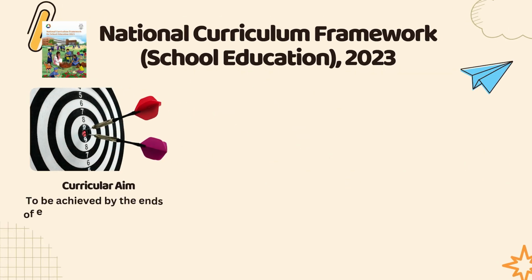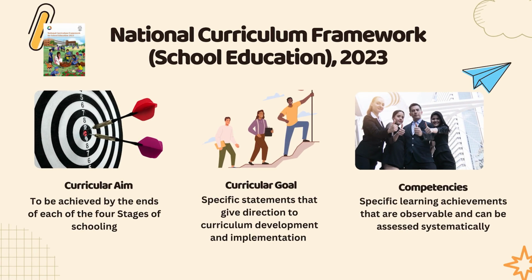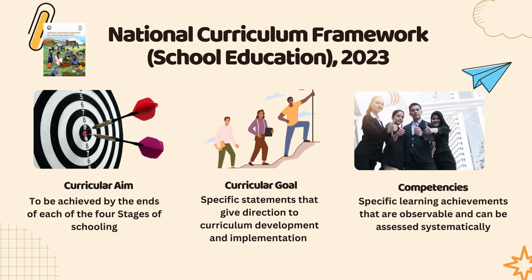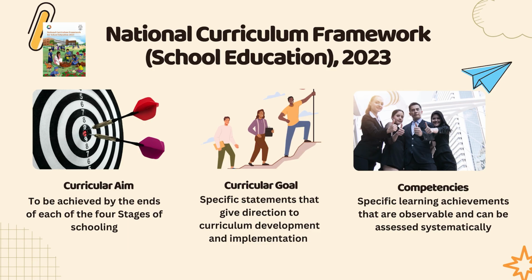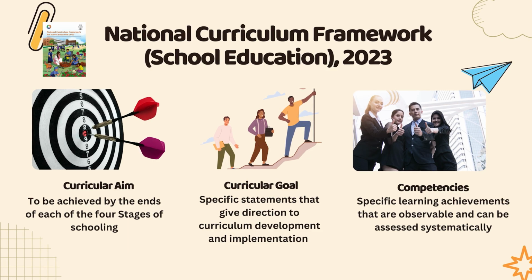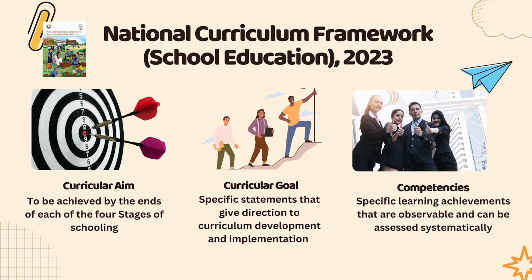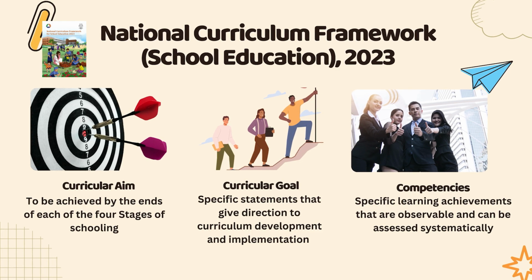The National Curriculum Framework for School Education 2023 shows a progression of learning from aims of learning to curricular goals to core competencies and specific learning competencies. In the National Curriculum Framework for School Education, curricular aims have been articulated within each of the curricular areas. These aims are to be achieved by the end of each of the 4 stages of schooling. Curricular goals, on the other hand, are more specific statements that give direction to curriculum development and implementation in order to achieve these curricular aims.